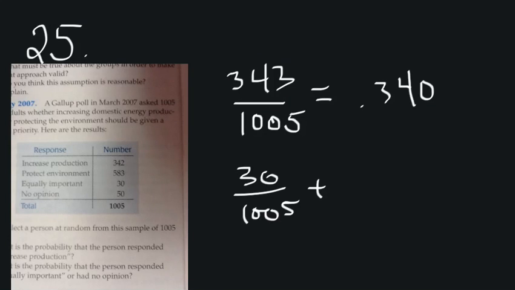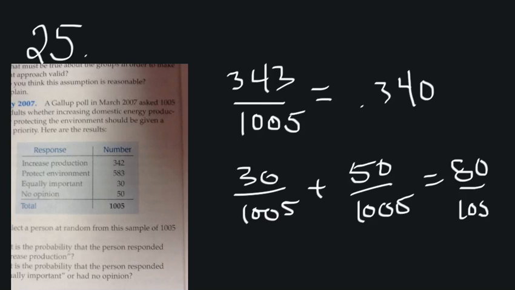All right, so 30 over 1,005 plus 50 over 1,005 gives me 80 over 1,005. That would be the answer to that one. This one or this one. Remember, do we know that this is disjoint? Look at your table. It is disjoint. Why? You can't choose two different things. You either chose one or the other.